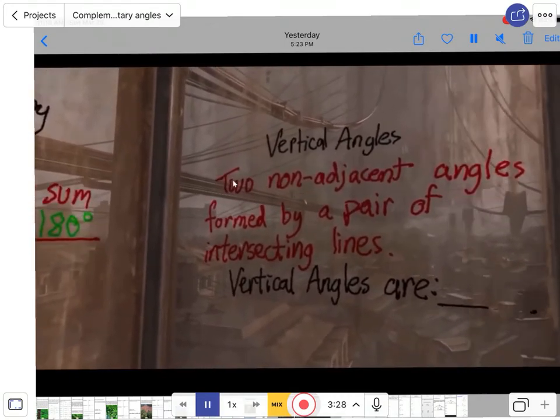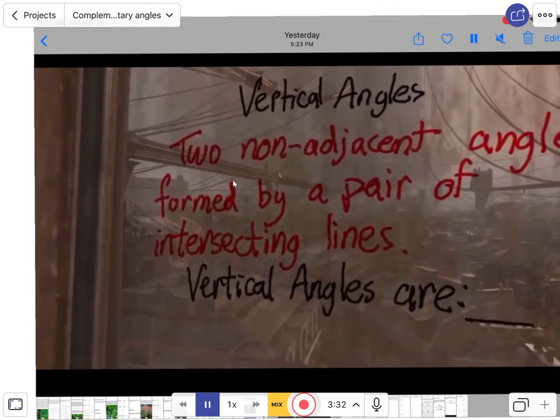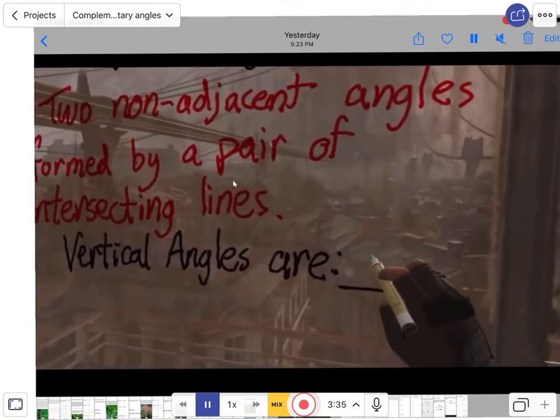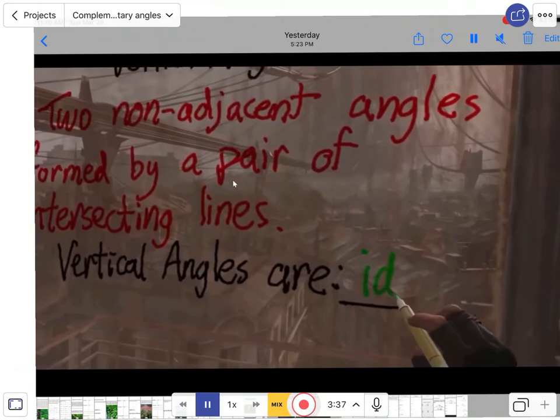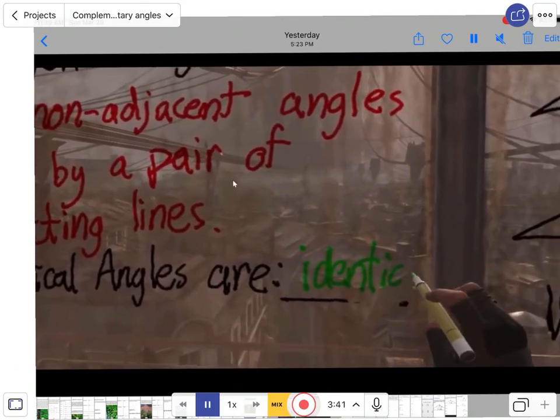Now, let's talk about vertical angles. Vertical angles: two non-adjacent angles formed by a pair of intersecting lines. What that means is vertical angles are identical.